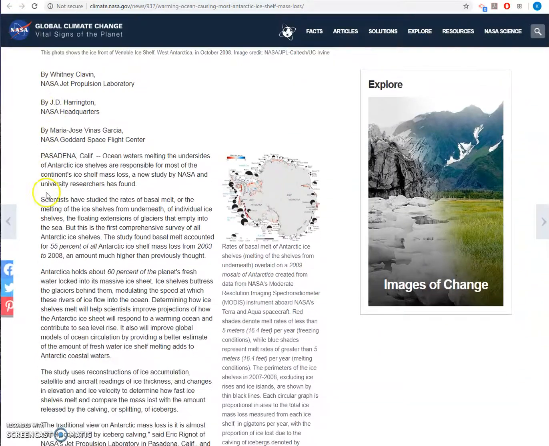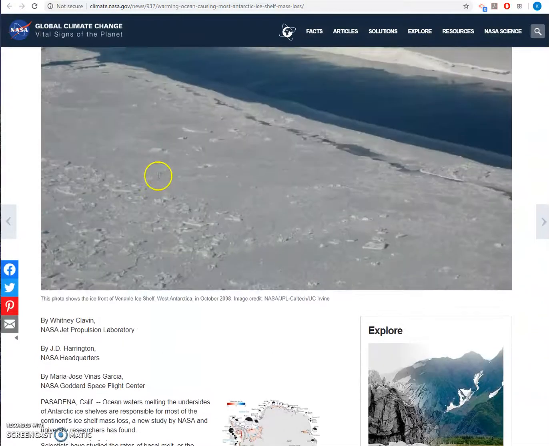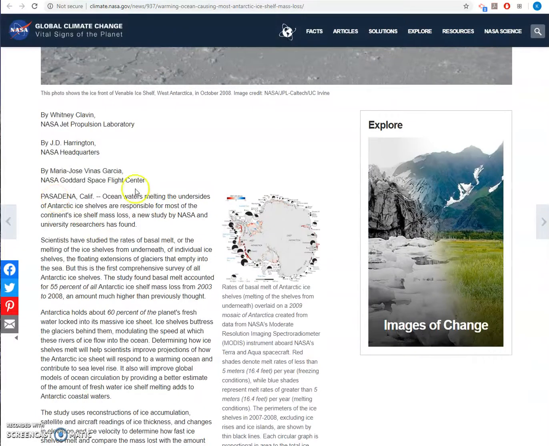So this is actually a really complex article from NASA, lots of jargon and whatnot, but I'm here to break it down for you. Don't worry, I'm here to help. So what we were just talking about, when ice melts because it's on top of water, that's called basal melt. Okay, so I'm going to highlight that. Scientists have studied the rates of basal melt, or the melting of ice shelves from underneath of individual ice shelves, which are the floating extensions of glaciers that empty into the ocean.